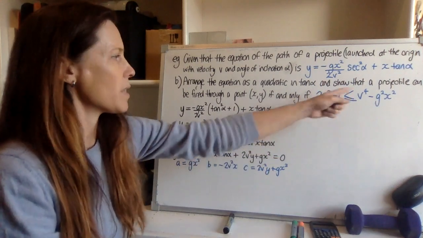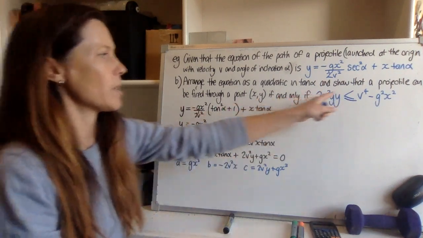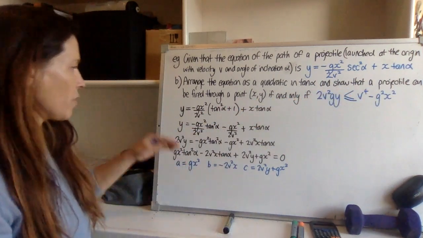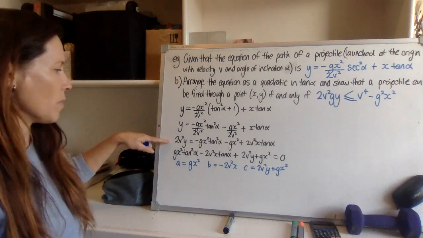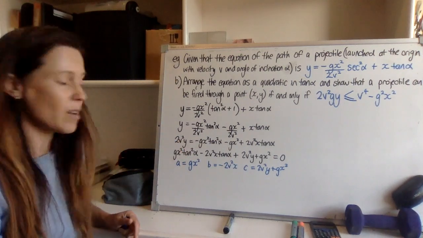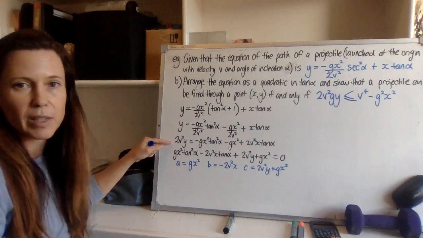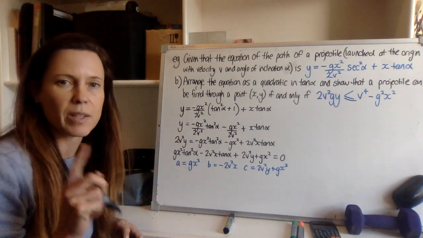Now, have a look at what's in there. There's no alphas in there. So clearly we're solving it. We're getting it in the form of a quadratic in tan alpha, and then we're solving that to some extent, or we're thinking about when there is a solution.